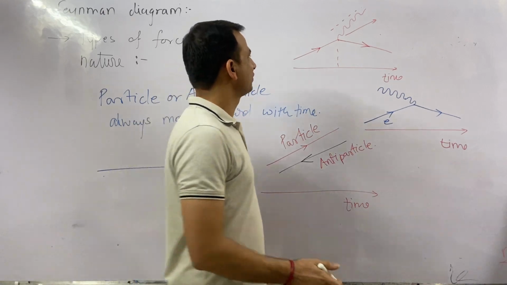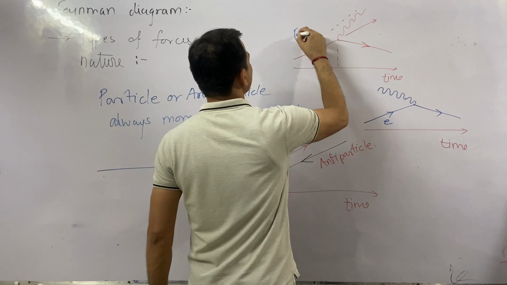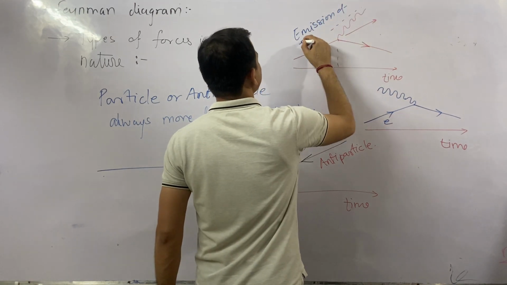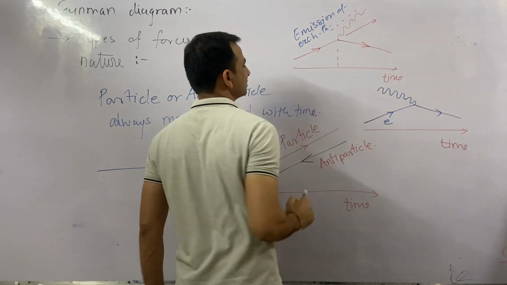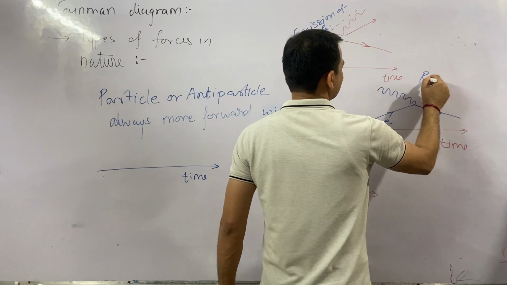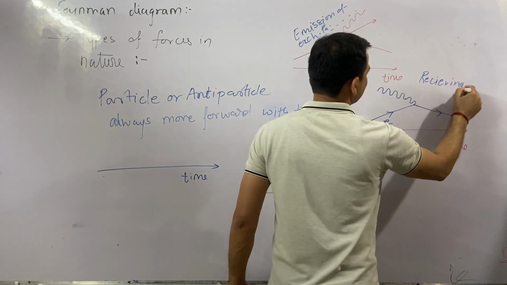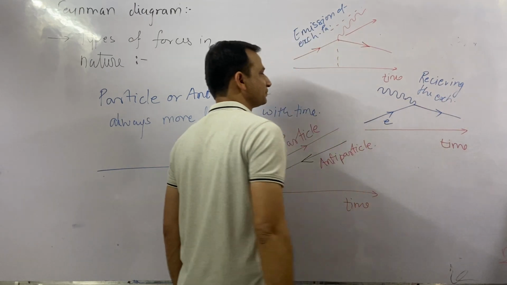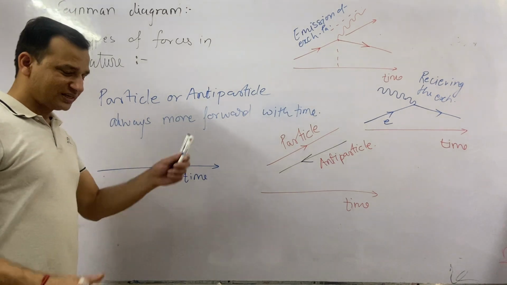So here you can write, this is the emission of the exchange particle, and here, receiving the exchange particle. Now let me clean the board.